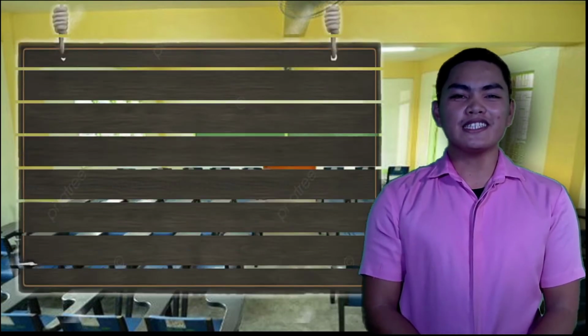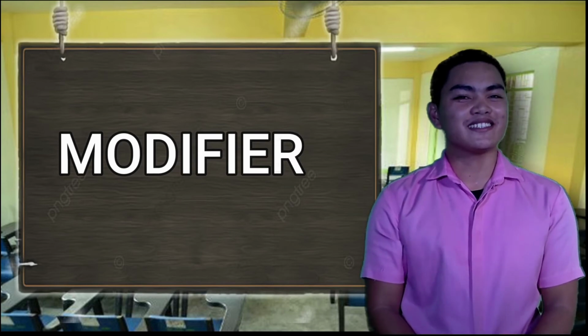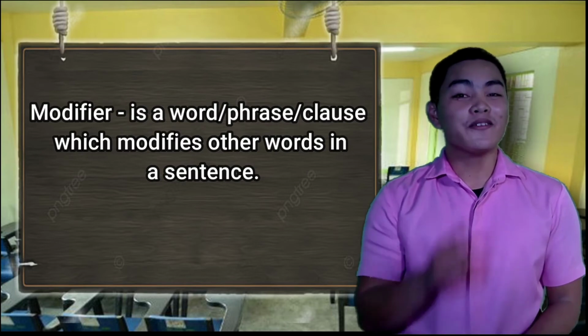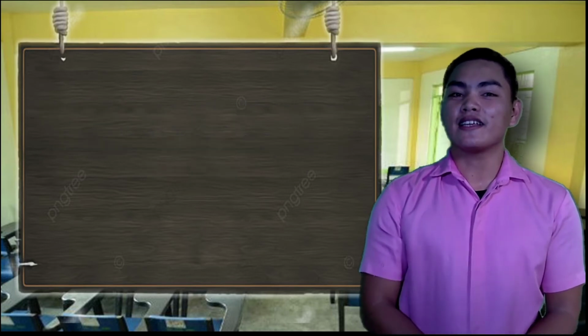I know that in the flow of my discussion, there are some words that are confusing, or maybe you don't know the meaning of them, or you forgot the meaning. Now, let's unlock those difficult words. Are you ready? Here we go. First word is modifier. What do you think modifier is? Very good. Modifier is a word, phrase, or clause which modifies other words in a sentence.